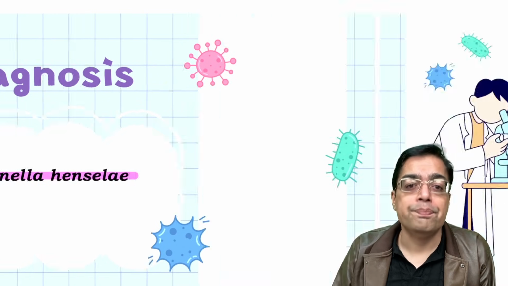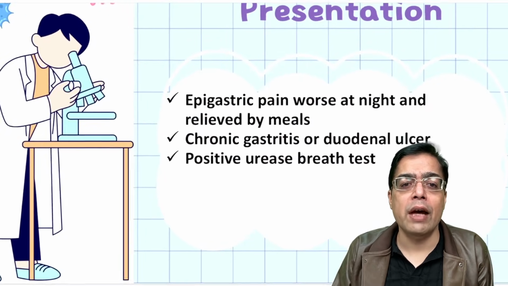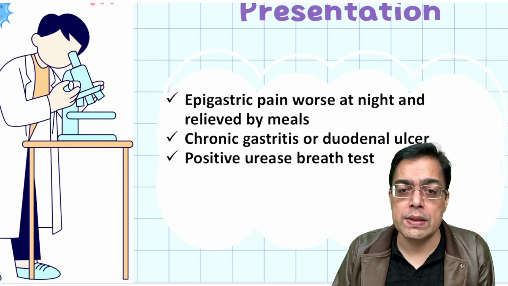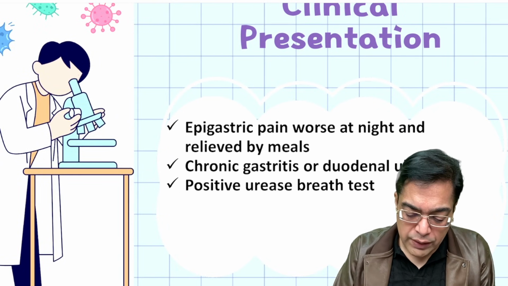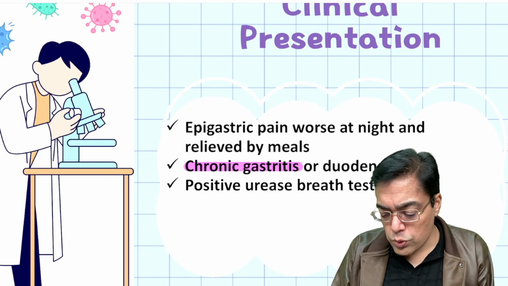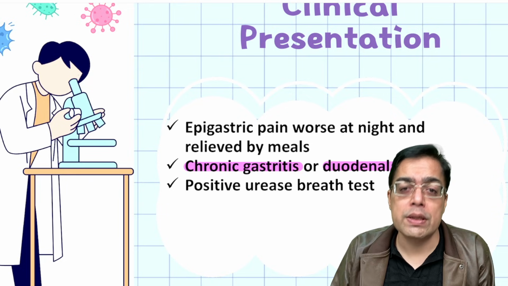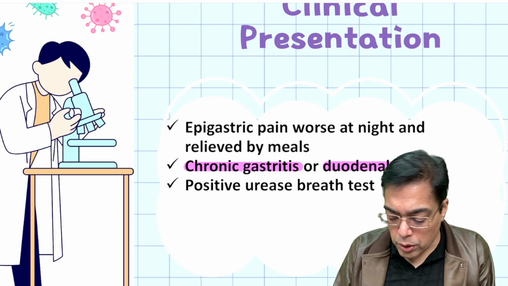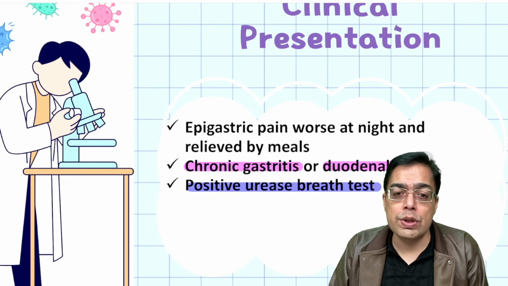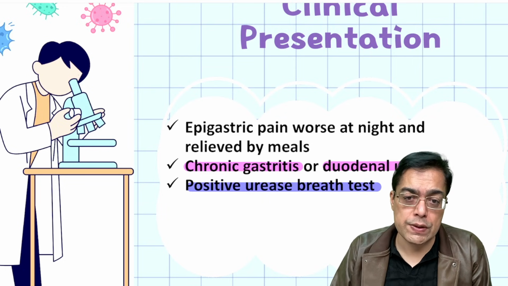Of course you do. The next one makes a mention of a patient having epigastric pain which becomes worse at night and is relieved by meals. Typically, the patient is going to have a history of either chronic gastritis, or the patient is going to be suffering from an ulcer involving the duodenum. And the question can give you a very, very important hint. In fact, that's a separate question asked in the exam. The patient could have a positive urease breath test.